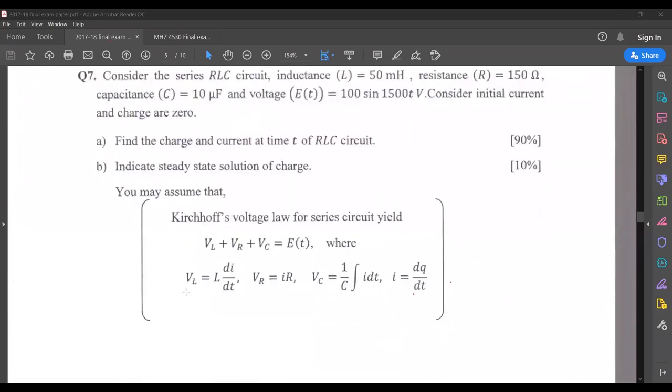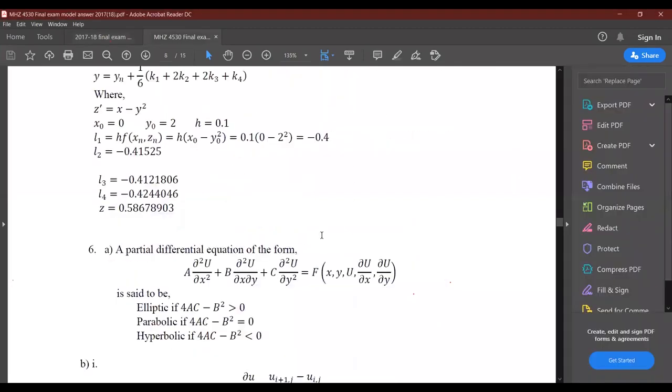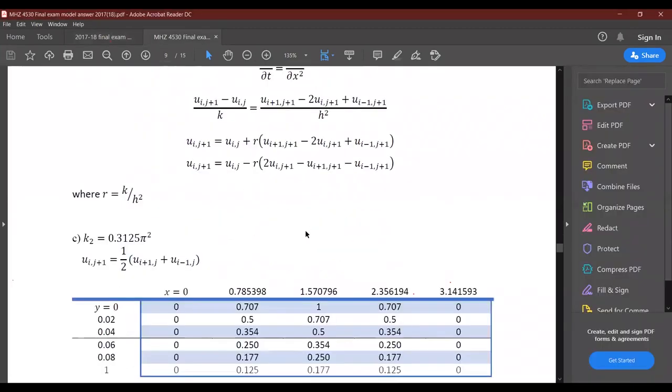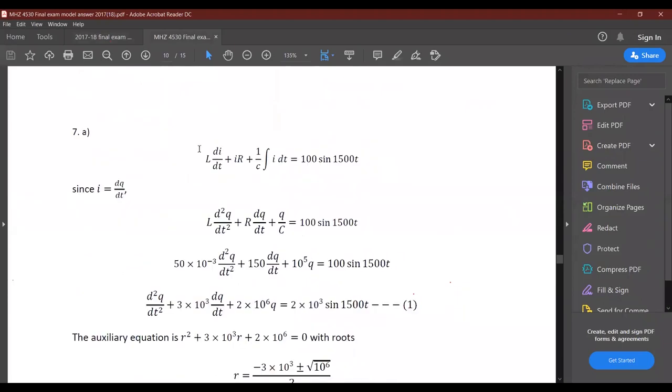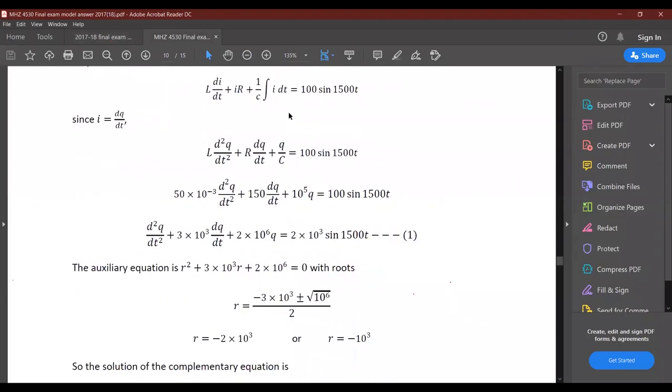So simply you need to substitute VL, VR, VC into this: VL plus VR plus VC equals E(t). All these things need to be substituted there. I'll move on to this scheme. Right here, they have just substituted. If you see this one, they have substituted here, after substituting the L value.